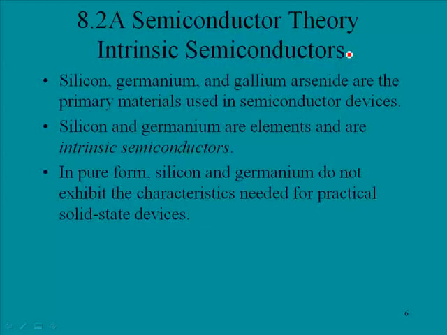We're in section 8.2 and we're looking at semiconductor theory. We're starting out with a discussion of intrinsic semiconductors. Silicon, germanium, and gallium arsenide are primary materials used in semiconductor devices. Silicon and germanium are elements and are intrinsic semiconductors. In pure form, silicon and germanium do not exhibit the characteristics needed for practical solid-state devices.